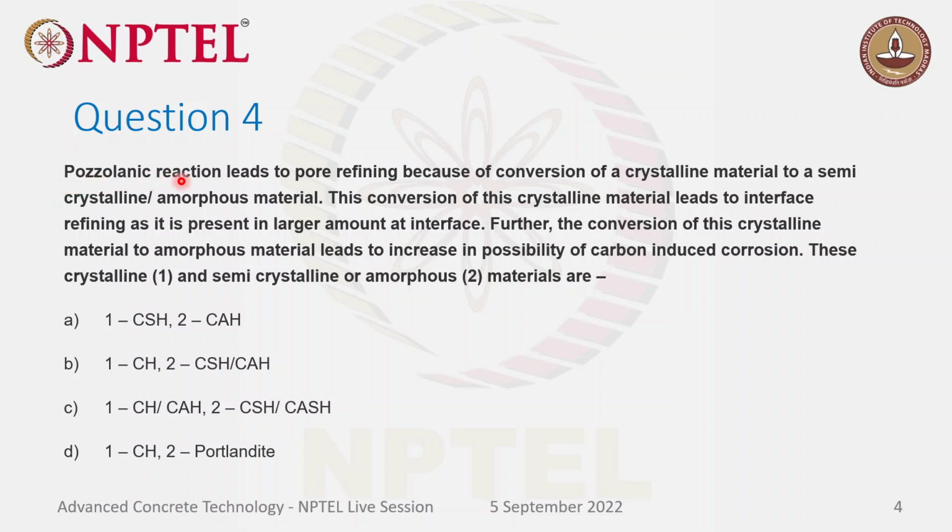The pozzolanic reaction leads to pore refining because of the conversion of a crystalline material to a semi-crystalline amorphous material. Okay, so let's assume that cement undergoes hydration. What are the hydration products formed? Can someone say what the hydration products are if normal OPC gets hydrated? Okay, CSH. This is a major hydration product. Next. CH, yeah, Portlandite is also a reaction product.